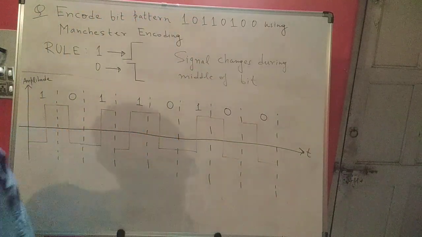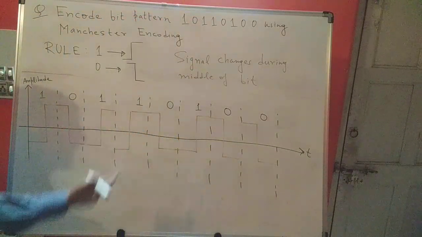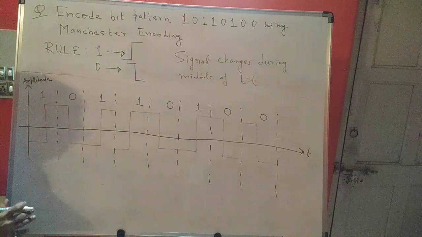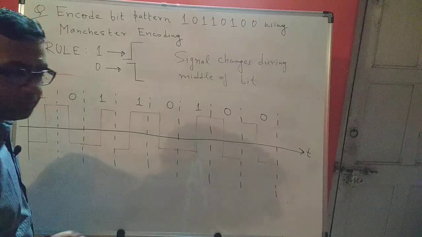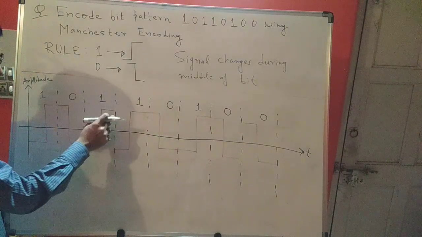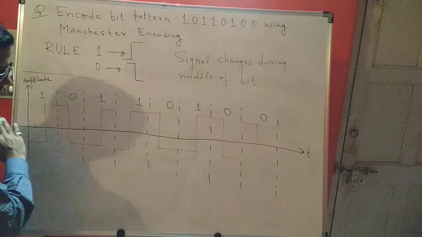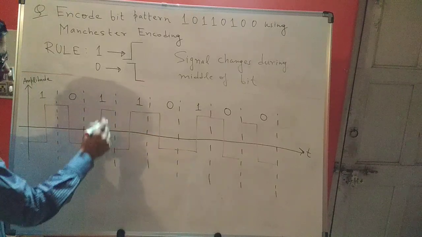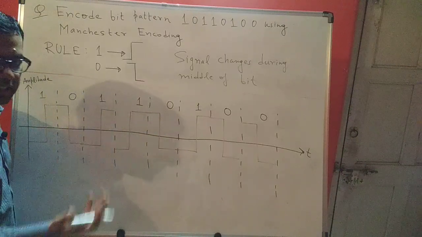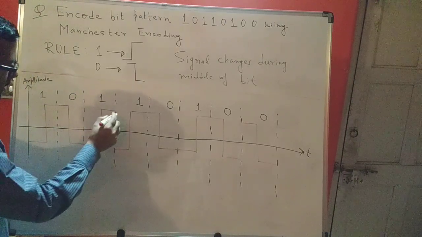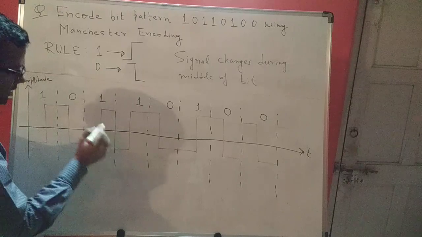Now after encoding the zeros and ones using this rule, you find that the signal is incomplete at certain places. One of them being this. As you can see, there is a discontinuity in the signal pattern at this point. So what I'll do is I'll make it continuous. How do I make it continuous? I make it continuous by joining this line to this.